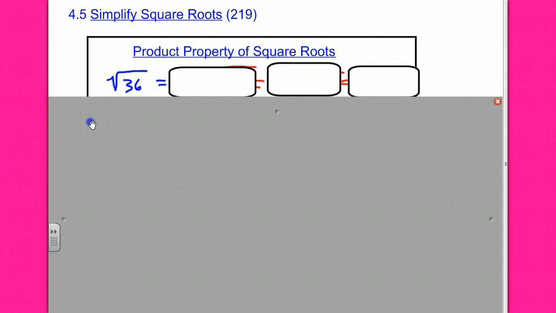6? 6 is not a perfect square factor. The square root of 6 is not perfect, right? So we need perfect square factors. 9 and 4. Very good, Gavin got 9 and 4. So we could write the square root of 36 like this: the square root of 9 times 4.